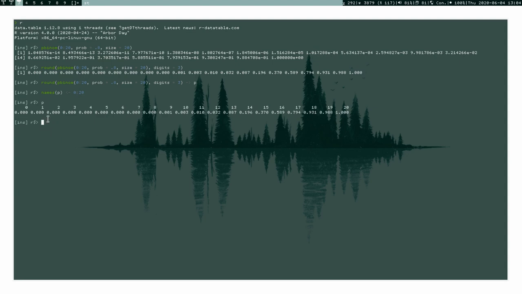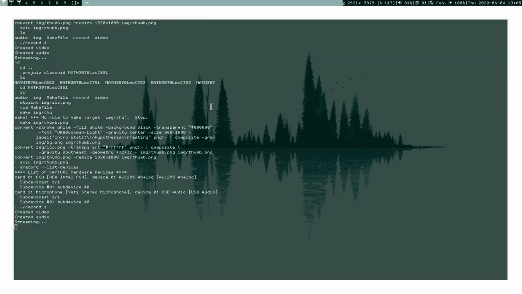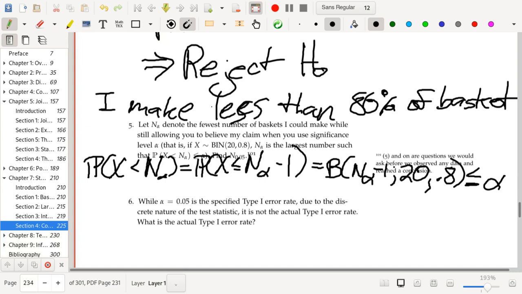Okay, so I could scan through this, and I want to find a number that causes this thing to... So for all of these, the CDF is less than 0.05. Here at 12, the CDF is less than 0.05, and when we go to 13, it goes to 0.087, which is greater than 0.05. So that means that the input to the CDF is going to be 12. So 12 is the largest number such that the CDF is less than or equal to 0.05.